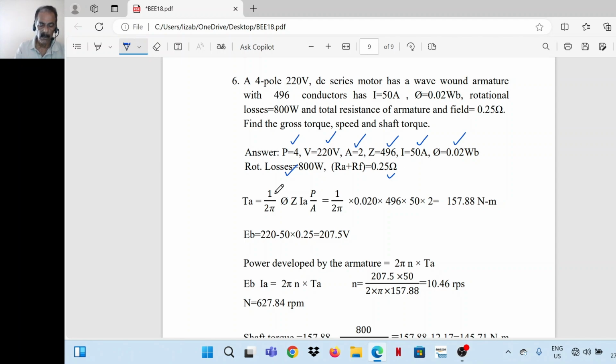So armature torque is 1 by 2 pi phi Z Ia into P by A. 1 by 2 pi, phi is 0.02, Z is 496, Ia is 50 ampere, into P by A. P is 4, A is 2, so P by A is 2. That gives 157.88 Newton meter.